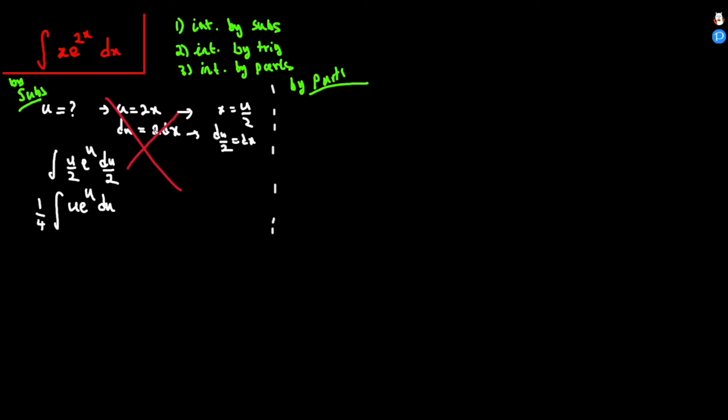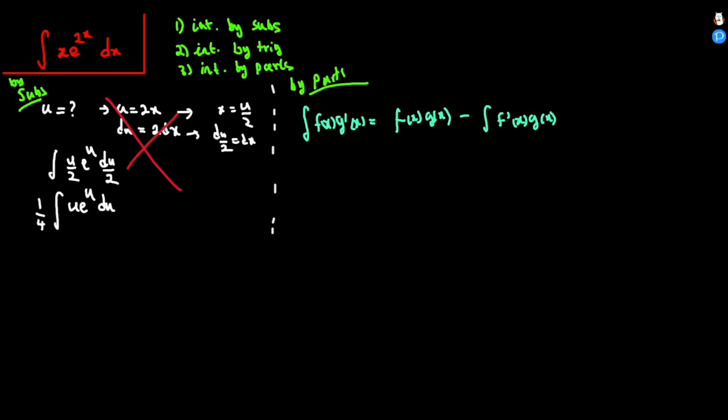Let's just recall what the integration by parts formula looks like. It says that if we have some integration that we have to perform in this form, then that integral is given by f of x g of x minus the integral of f prime of x g of x. So if we have an integral of this form, we can do it this way.